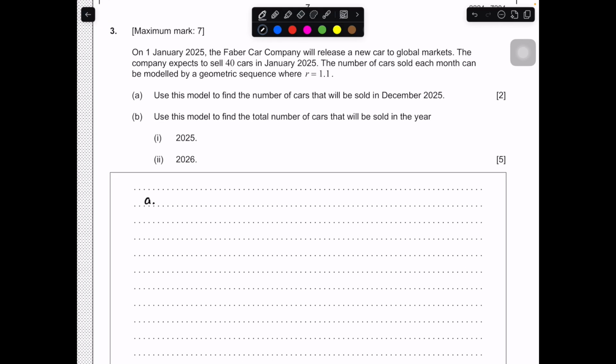So let's go here, part A. How can we possibly solve this? I guess we could just keep multiplying by 1.1 12 times, but since they tell us that this is a geometric sequence, I think we would be better off just using the geometric sequence formula. So I'll write it out here. Un, remember this is the term value, is equal to the value of the first term times r, the common ratio, what we multiply by to go from one term to the next, to the power of n minus 1.